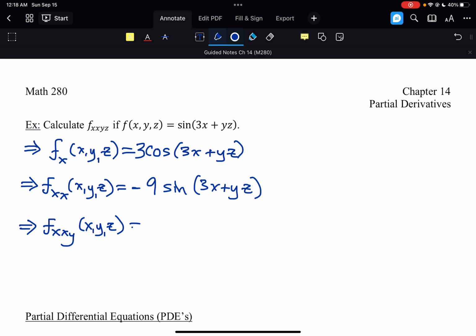Now we're going to take the partial derivative of this with respect to y. So the sine differentiates as cosine, so that's the same. So cosine of 3x plus yz. But now the partial derivative of this part, the 3x will be a 0 because there's no y's in it at all. This one, the y becomes a 1, and so we're just left with a z. So the whole partial derivative of this inside is just z. So I'll go ahead and put that out in front here. So negative 9z.